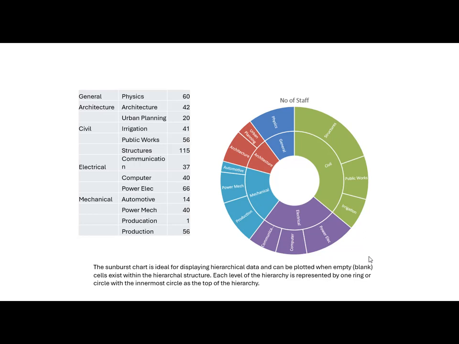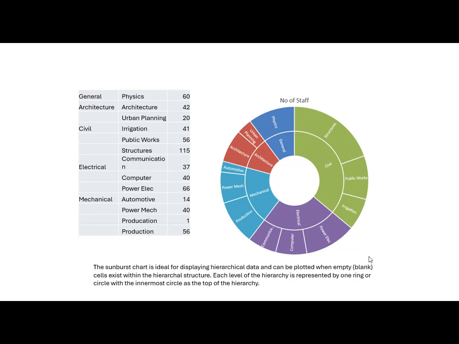The sunburst chart is ideal for displaying hierarchical data and can be plotted when empty blank cells exist within the hierarchical structure. This does not work for any other chart types in Excel, but it's a peculiar virtue of the sunburst graph.